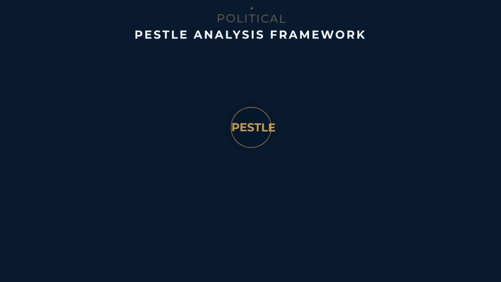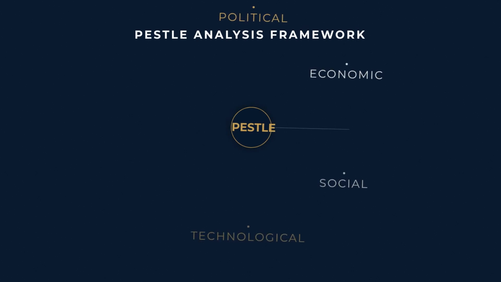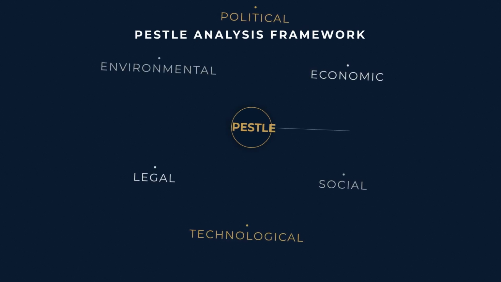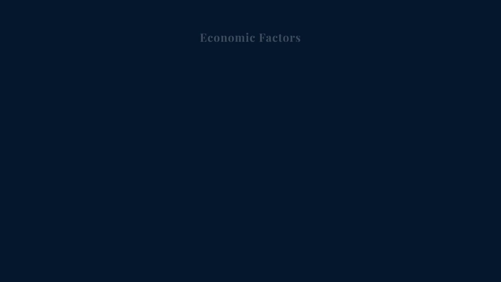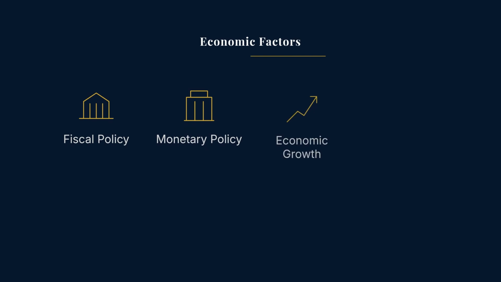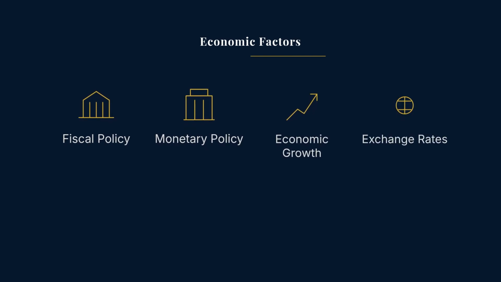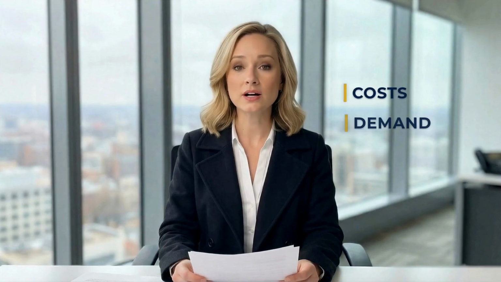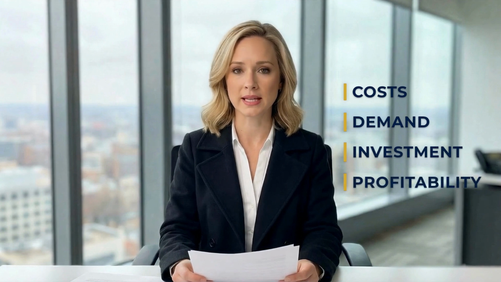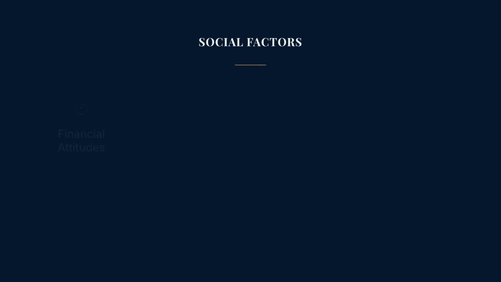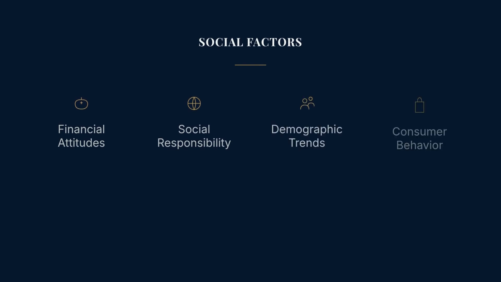Political factors can affect businesses through government support, regulation, policy direction, and trade relationships. Economic factors include fiscal policy, monetary policy, supply-side policy, economic growth, and exchange rates. These can influence cost, demand, investment, and profitability. Social factors include attitudes to saving, spending, and debt, social responsibility, and demographic trends. These shape customer behavior and business response.